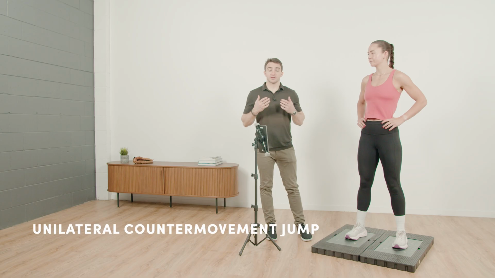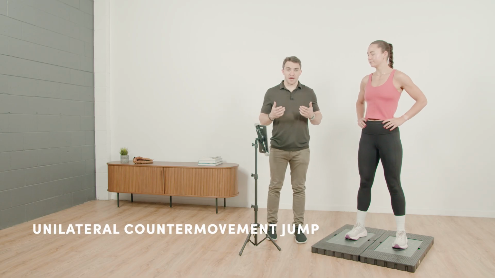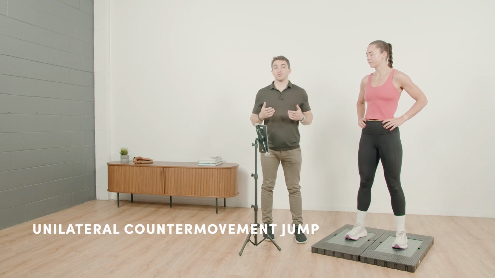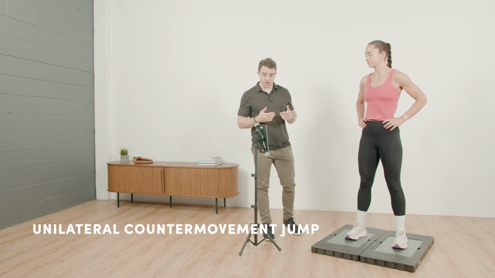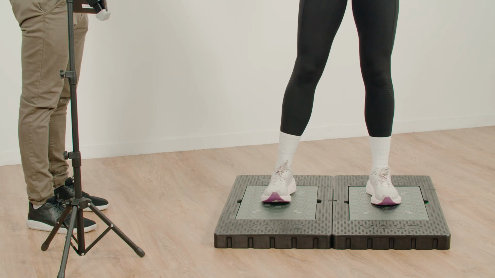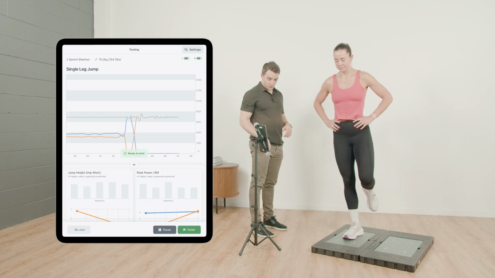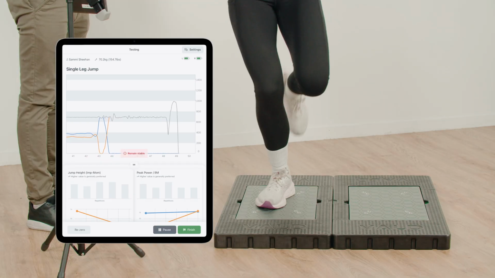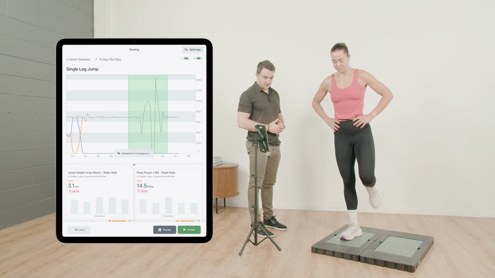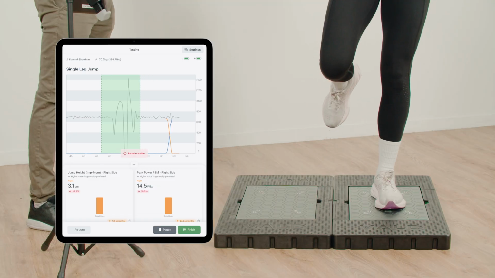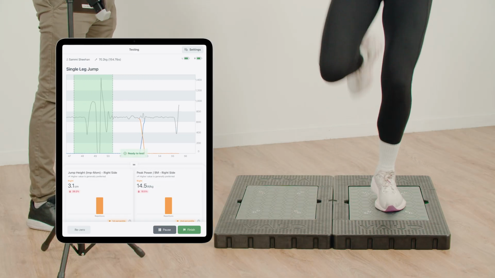Once we're happy that our patient is competent to perform a double limb jump pattern using the counter movement jump, we'll then progress to the unilateral variation with a single leg jump. Awesome, Sammy. When you're ready, go ahead and shift onto the right side. Stay nice and steady first, and jump as high as you can, fast as you can get there. Good, awesome. Shift over to the left, same thing. As high as you can, as quick as you can get there. Go for it.